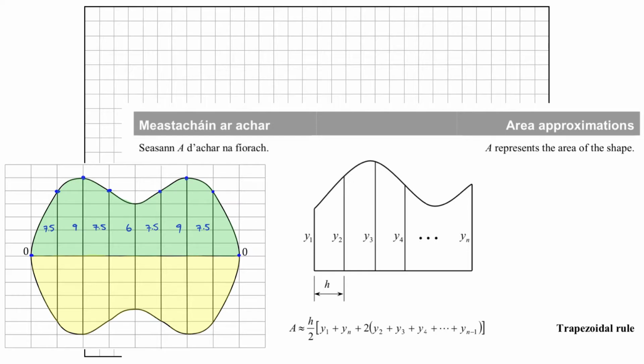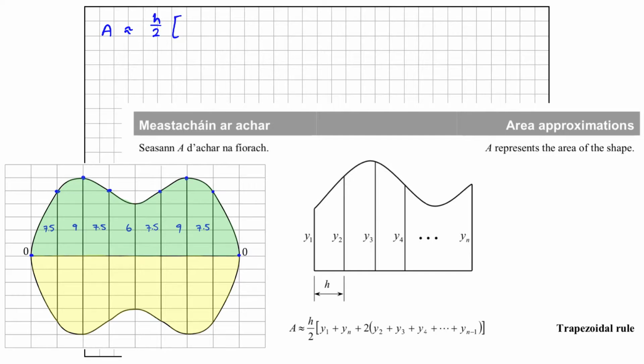Okay, so what we'll need to do is fill that in. So we'll start by writing out the formula. Anytime you're working with formulas, you should always write out the formulas. It's just good practice. So the formula is the area, which is A, is approximately equal to H over 2.